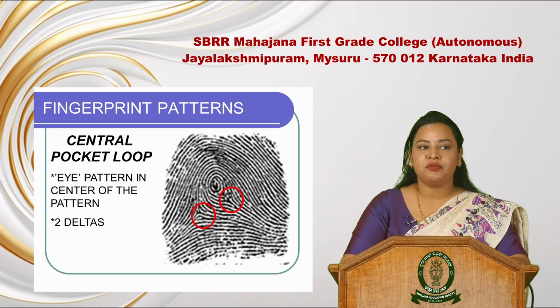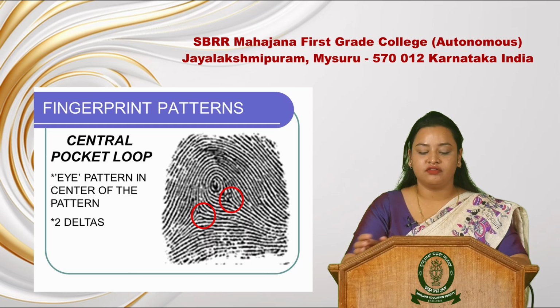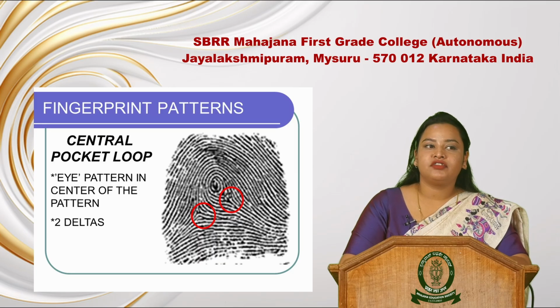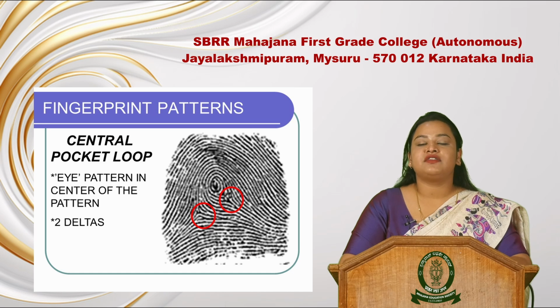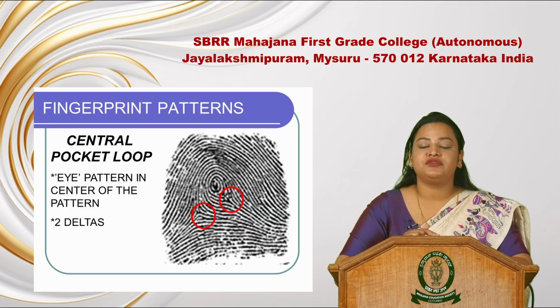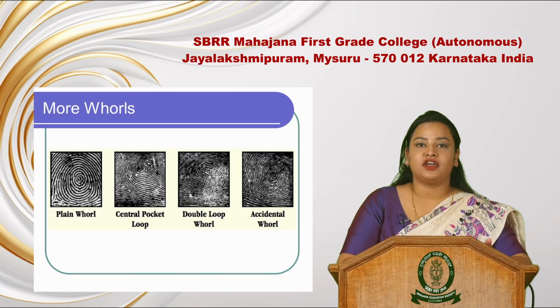So maybe you are thinking why it's called a central pocket loop and why it comes under whorl. It's because sometimes a whorl and a loop are considered to be binding together, forming a whorl and a loop together. That's why we call it a central pocket loop, because in the center we observe an eye pattern. This is the class characteristics of fingerprinting.